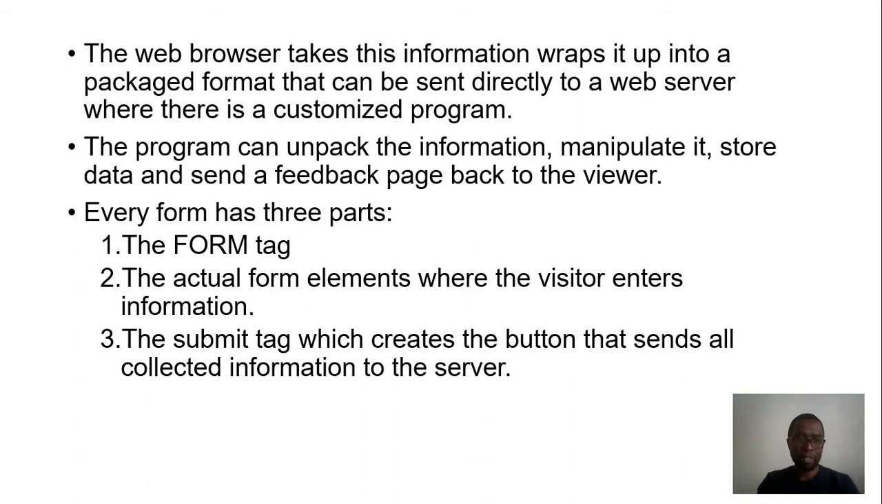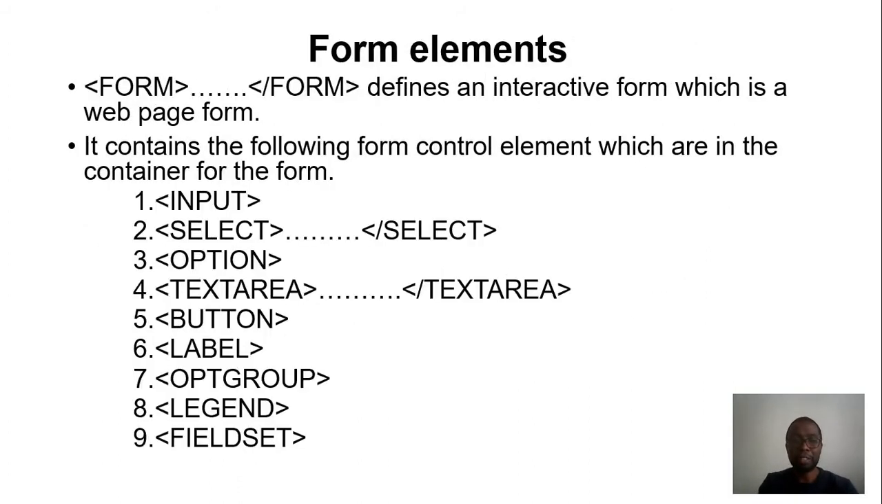Now, forms have three parts. First we have form tags, the second is the actual form elements, and the third one is the submit tag, which creates the button that sends all the collected information to the server. So we're going to use some form tags, and then we will see some of the form elements that are used, and how they present the areas for users to input information. And finally, a button is always used with forms to help send information to the server.